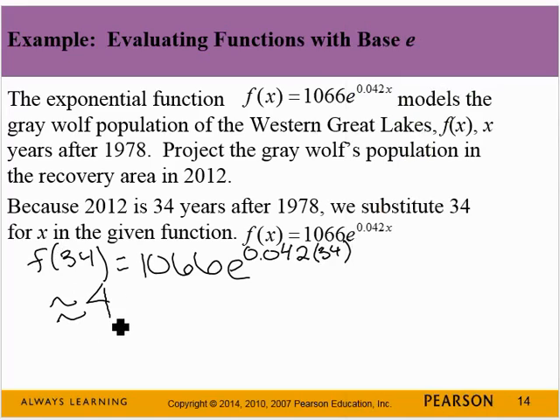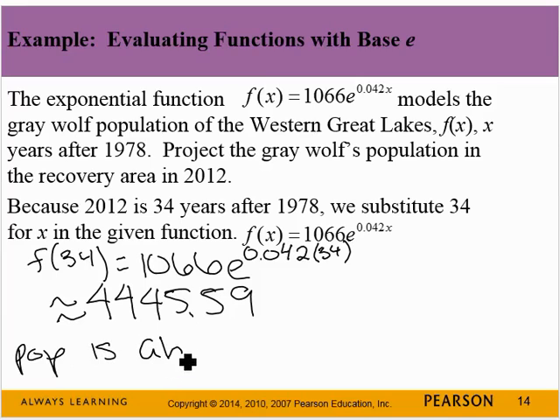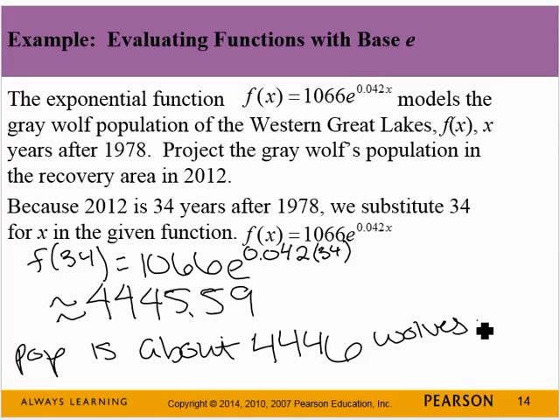So it's about 4,445.59. Can you have 0.59 of a wolf? No. So you want to round it, so the population is about 4,446 wolves in 2012. That would be your answer for that.